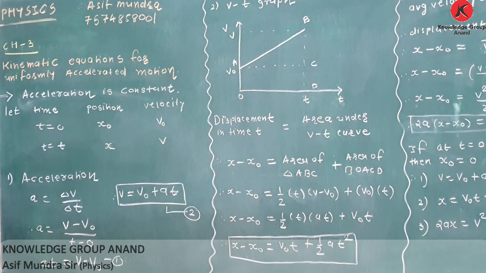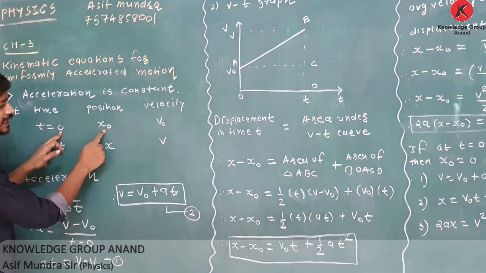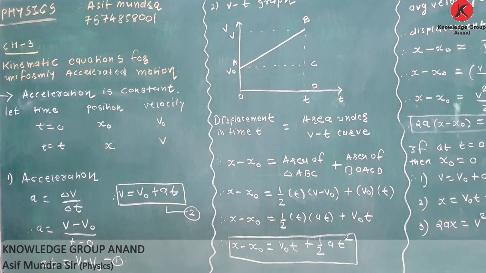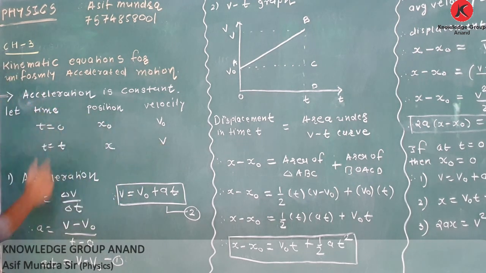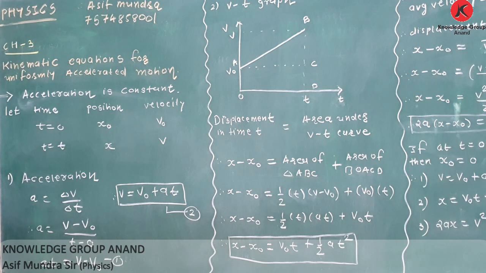See, we are assuming a situation. Let at time t equal to 0, the position of the object be x0 and its velocity be v0. At time t equal to t, position is x and velocity is v. You have to remember each and every term.